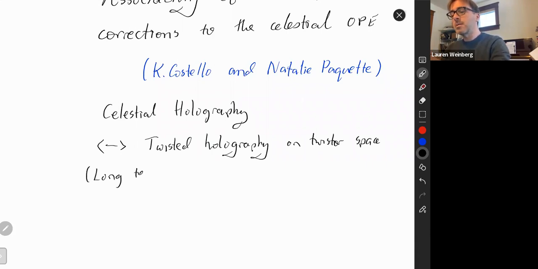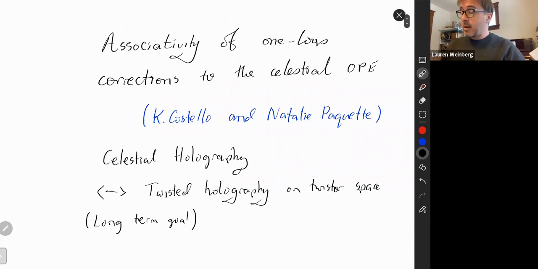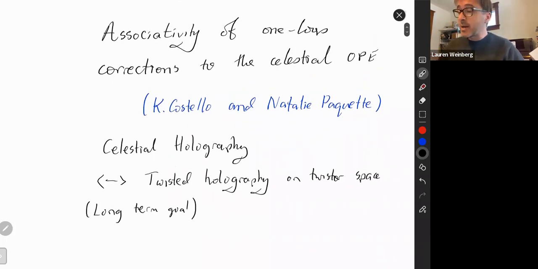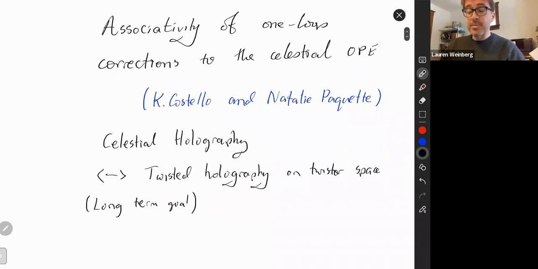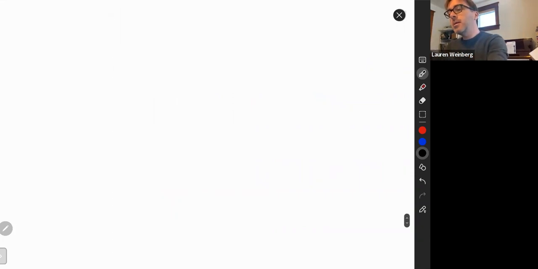What I want to talk about today is a more detailed analysis of some features of celestial holography. At the end of the talk, I'll explain how this connects to twistor space. I'm not sure if people have come across celestial holography before. I'm sure people have seen talks about it, but I should remind you anyway.